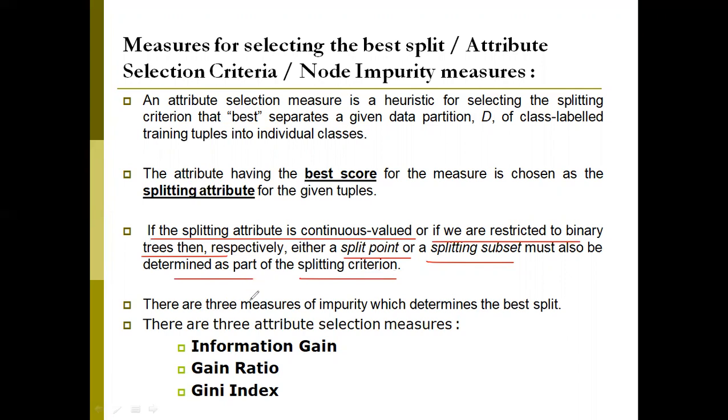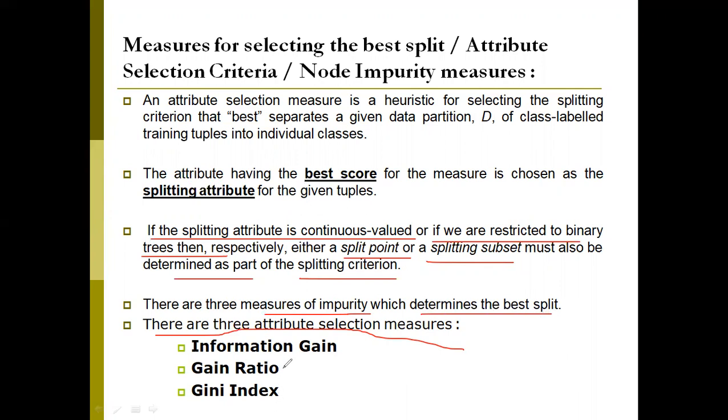There are three attribute selection measures. How many types of attribute measures are there? Three types of attribute measures. These three types are also called measures of impurity, measures of impurity at a particular node to determine the best split.